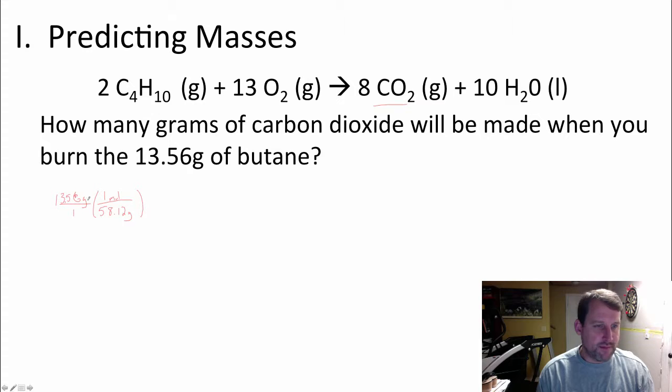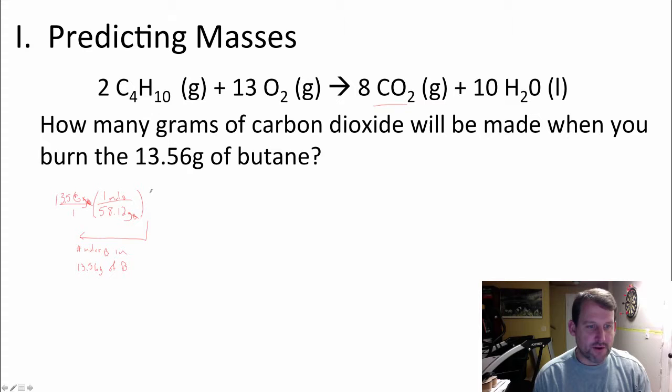And this is, let me label some of this stuff. So this is butane, C4. I'm going to put a B for butane, just to make my life a little bit easier. So grams of butane cancel grams of butane. Now this number right here tells me the number of moles of butane in 13.56 grams of butane. All right, so far, so good.